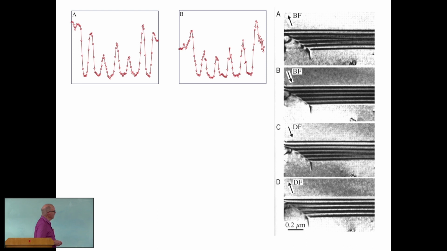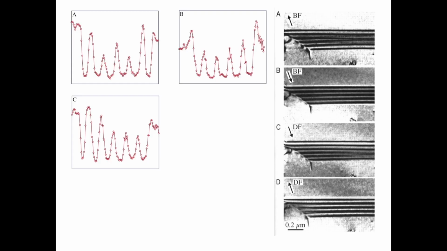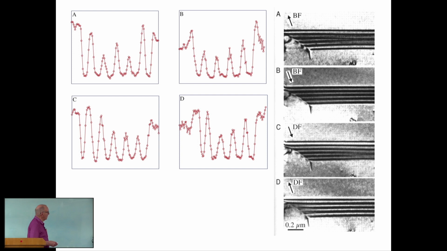So B, you can see, has the outermost fringe bright. This guy here. And the outermost fringe would be dark. And C is then dark field, so it's going to be asymmetrical. And D is dark field as well, and that should be asymmetrical. And it sort of is. It comes down here and up there.